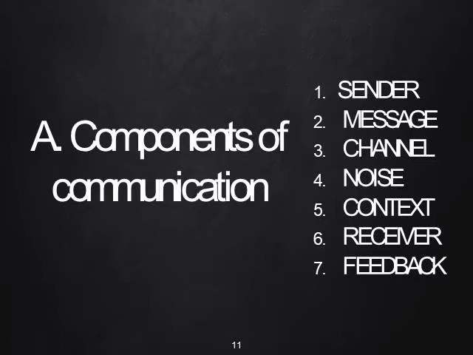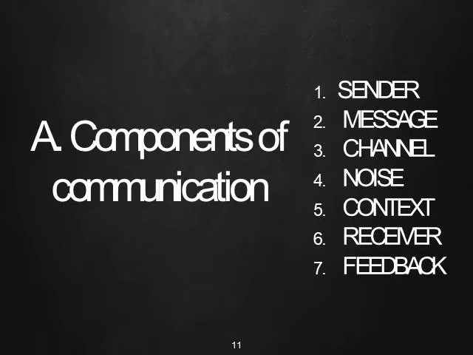If you have texted your friend or given an oral presentation in class, then you have engaged in communication. Anytime two or more people get together and exchange messages, they are engaging in this basic process. Although it seems simple, communication is actually quite complex with a number of components. So here we have the 7 components of communication: sender, message, channel, noise, context, receiver, and feedback.